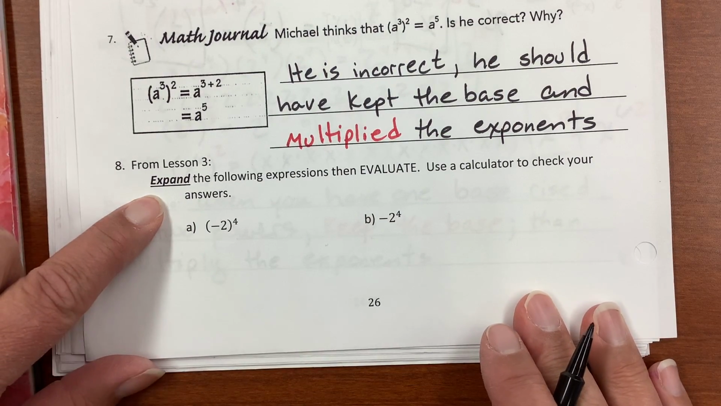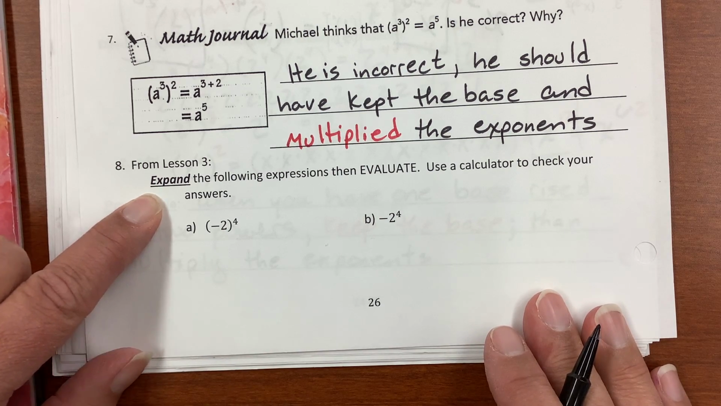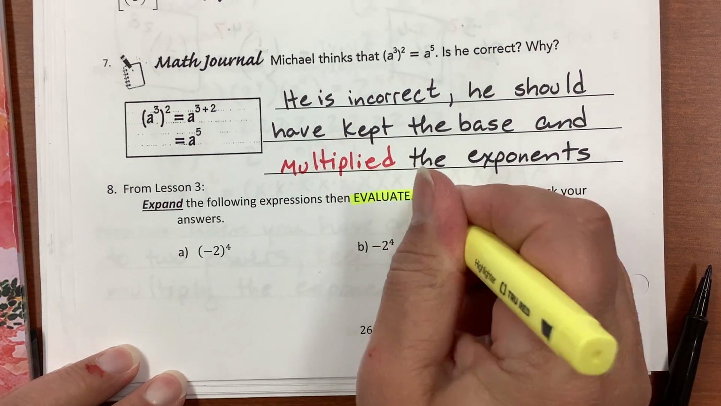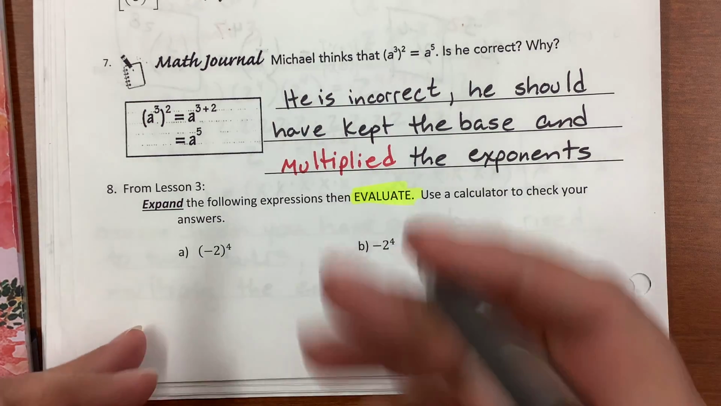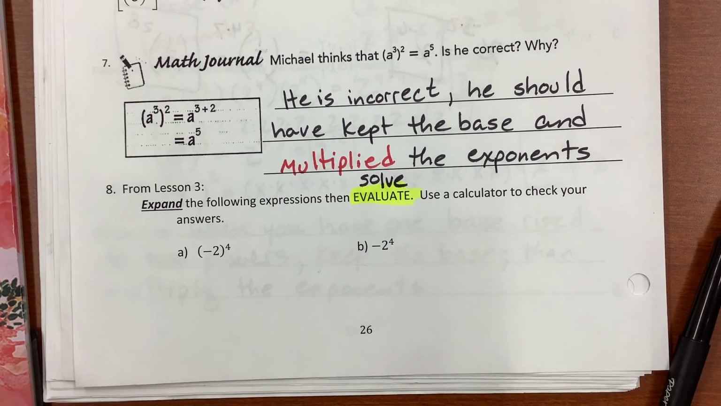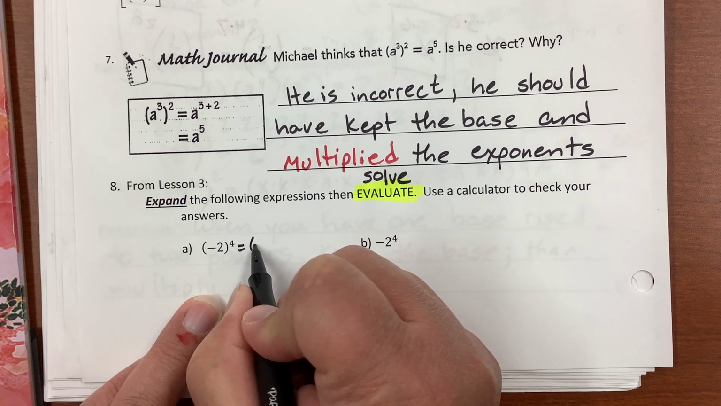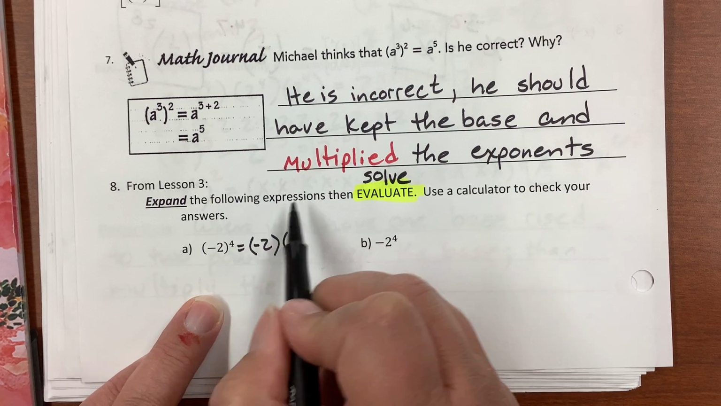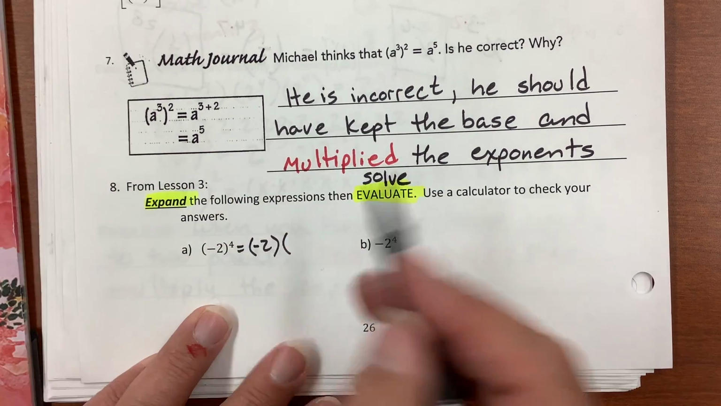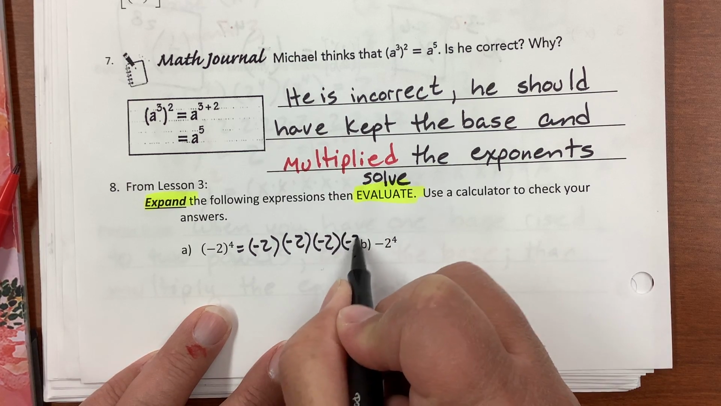All right, expand the following expressions, then evaluate them. Use a calculator to check your answer. Oh, evaluate. I almost forgot. That's another vocabulary word. Evaluate means to solve. So we're going to do this with a solution. We're going to solve that. All right, so my base is -2, which means that it stays in parentheses. I have to expand. Oh, I didn't highlight that. I'm expanding it, so I got to write it out. -2 times -2 times -2 times -2.